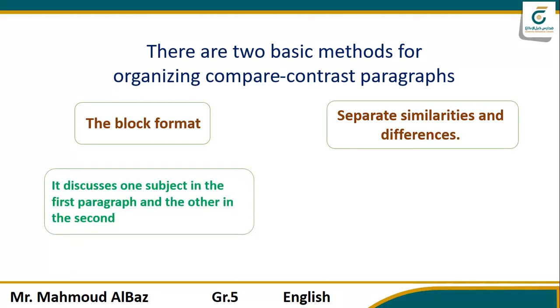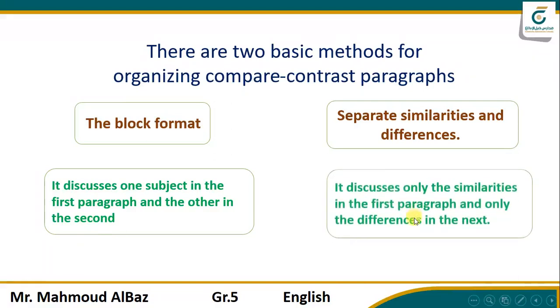So the first one describes the features of the first subject without referring to the second subject. Two paragraphs. The first one, the features of subject one, and in the second paragraph, the features of the second subject. Two paragraphs, okay, but each paragraph has a topic sentence. And the next one discusses only the similarities in the first paragraph and only differences in the next paragraph. And remember, separating similarities and differences requires careful use of clue words.